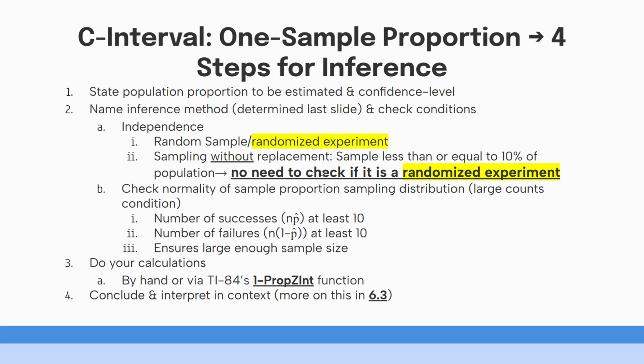Okay. So, for this condition, for sampling without replacement, you don't actually have to check this if it's a randomized experiment. If the situation is an experiment, you can safely assume that the experimenters already checked that the sample is less than 10% of the population. You don't have to check that condition. You don't have to say, oh, we're not checking this condition because of this. No, you're exempt from checking it if it's an experimental situation. But if it's just a sample, you've got to check this.